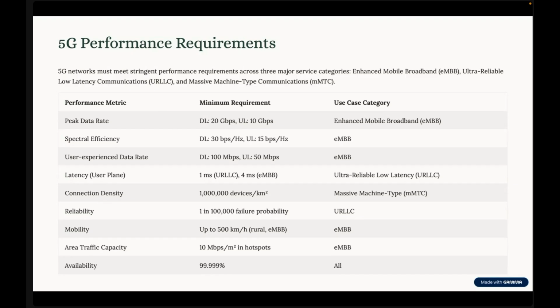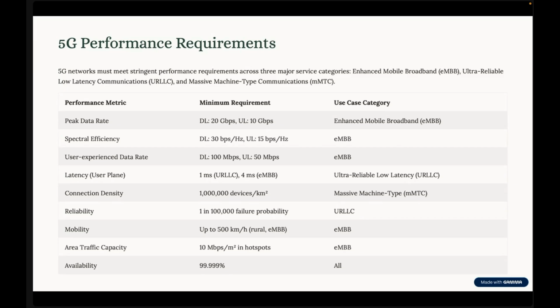For example, if I talk about the peak data rate, in LTE we used to measure it in Mbps, but in 5G you have gigabits per second. Downlink maximum of 20 Gbps can be achieved, uplink 10 Gbps can be achieved. So this much high downlink and uplink speed, where to use it? We can use it in enhanced mobile broadband.